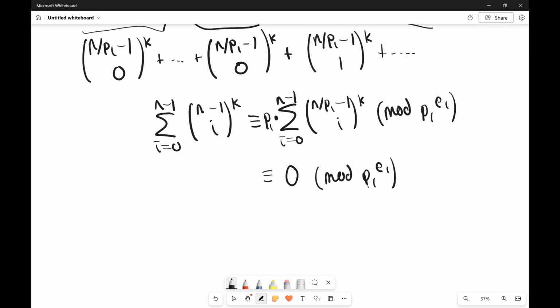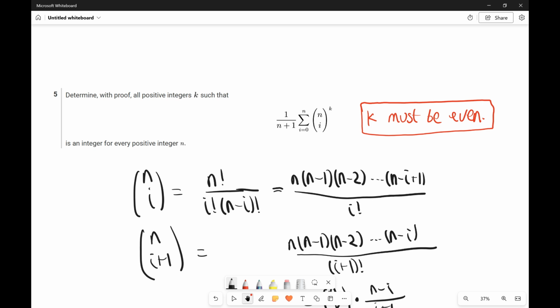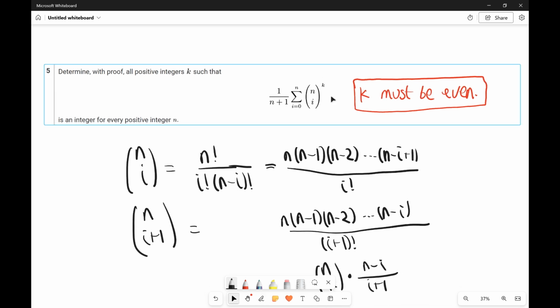And we repeat this for all of the l, and this means that 1 over the sum, this is an integer. And this proves that all even k work. Since all odd k are ruled out by n equals 2, the answer is all even positive integers. And this is the answer.